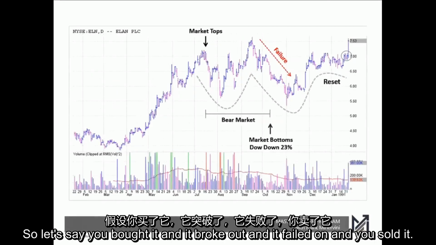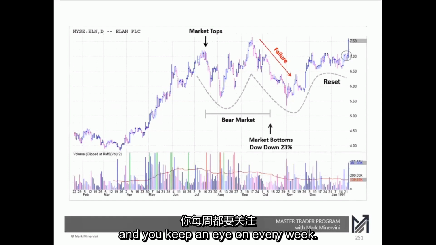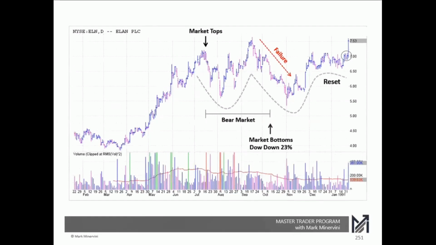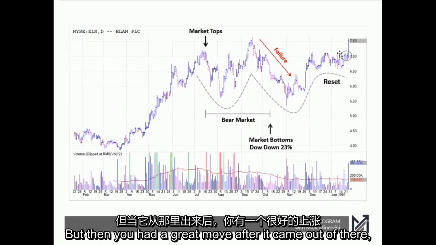So let's say you bought it and it broke out and it failed on you and you sold it. Well, that's where you then put it into a watch list and you keep an eye on it every week. You look to see if it sets up. And look how long it took. It took from September until January for the whole thing to set up again. But then you had a great move after it came out of there.